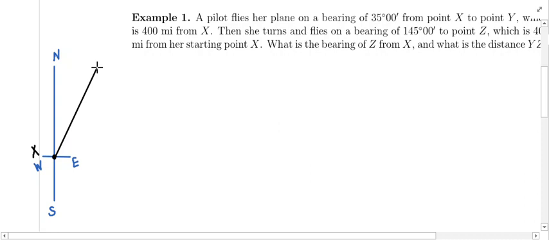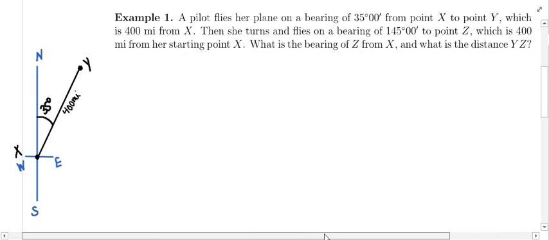We're not drawing this to scale. This is just a rough sketch, so we're going to drop it somewhere. This will be point Y. We know that this angle from due north to this line segment is 35 degrees, and we also know that the length of this line segment is 400 miles. That is what we got out of the first statement, and now we need to go on to the second statement.